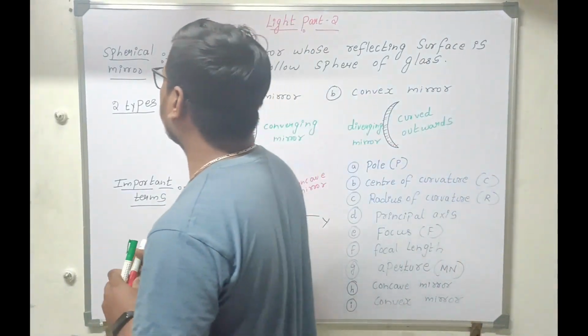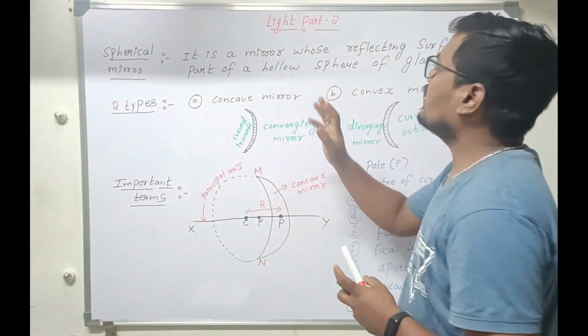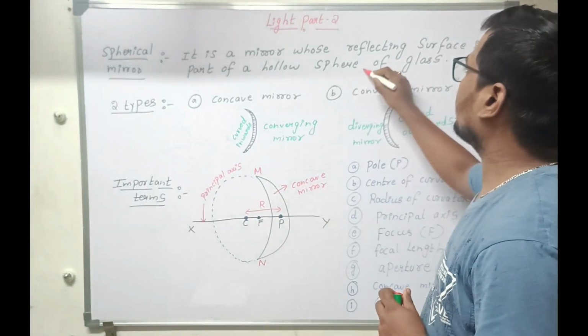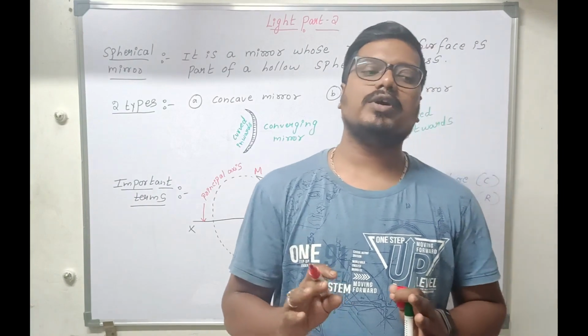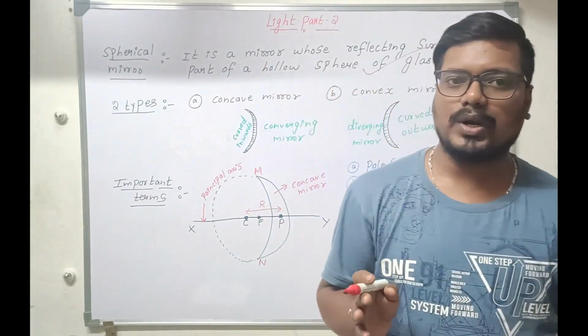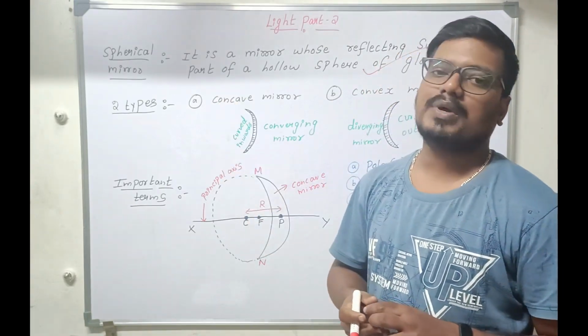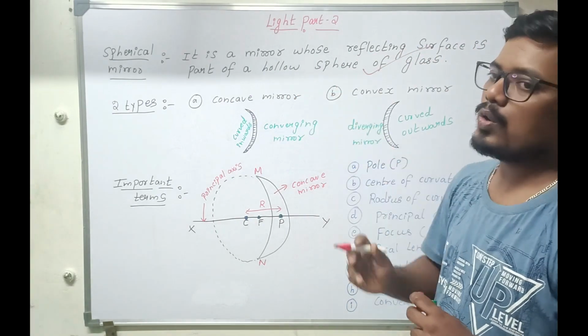First thing is the spherical mirror. What exactly is the meaning of a spherical mirror? It is a mirror whose reflecting surface is a part of a hollow sphere of glass. You take any hollow sphere of glass, whether it is curved inwards or curved outwards, that is not a required thing. Any hollow spherical part is considered to be a spherical mirror.